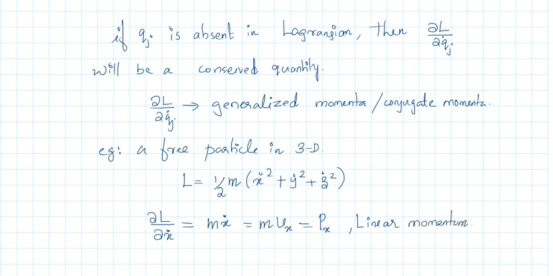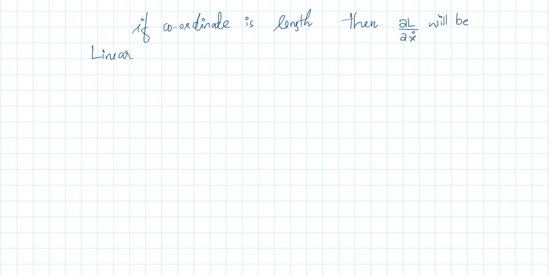Okay. Similarly, ∂L/∂ẏ is mẏ, and it is p_y, the linear momentum along the y direction. The same is applicable for ∂L/∂ż also. So if the coordinate is a Cartesian coordinate, if the coordinate is a length, then that quantity ∂L/∂ẋ will have the dimension of linear momentum. If the coordinate is a length, then ∂L/∂ẋ will be linear momentum.